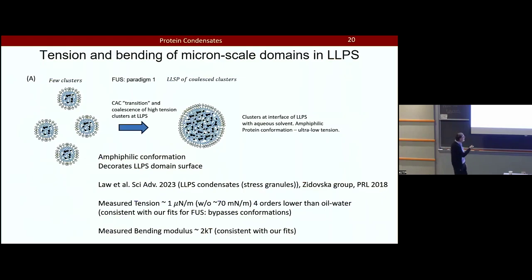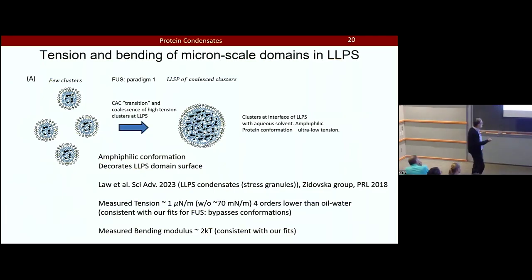We then fit the data on the clusters, not on the LLPS, to get an estimate of the interfacial tension of the amphiphilic layer. And that interfacial tension is 4 or 5 orders of magnitude lower than the typical water-oil interfacial tension. So we have numbers. The measured tension in many experiments is 1 micronewton per meter compared to water-oil, which is millinewton per meter, much, much lower.